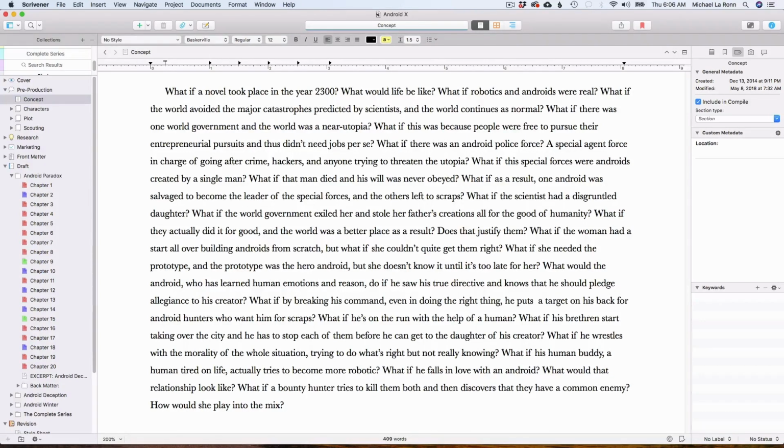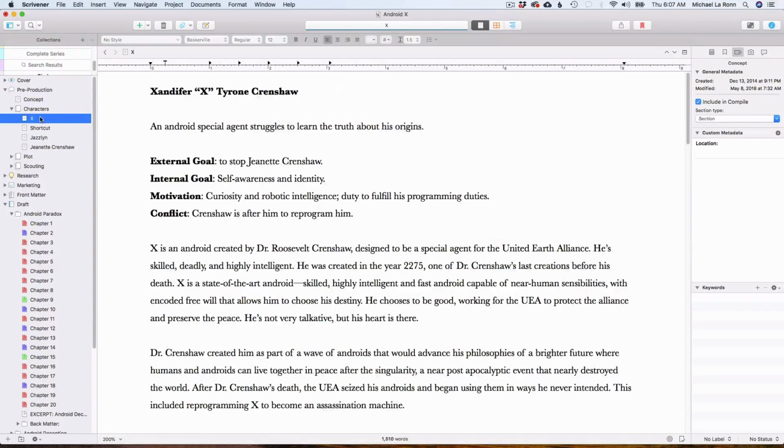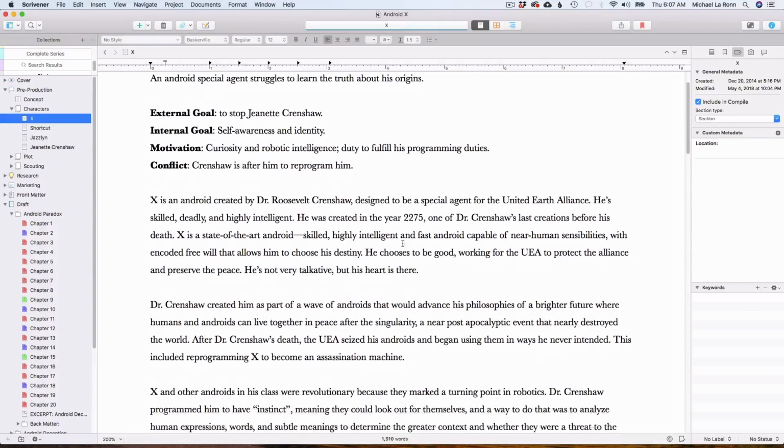But the next thing that I did with this series before I started outlining was my character work. Character work is pretty important because it's what you want to start with, because you want to know where your character is going to go, what kind of journey you're going to take them on, as well as what kind of journey you're going to take the reader on. And so I started with my main character X, and I started with a simple description of what he is: an android special agent struggles to learn the truth about his origins. And I did a GMC, goal, motivation, conflict. And then I did another free writing session about who I thought X would be.